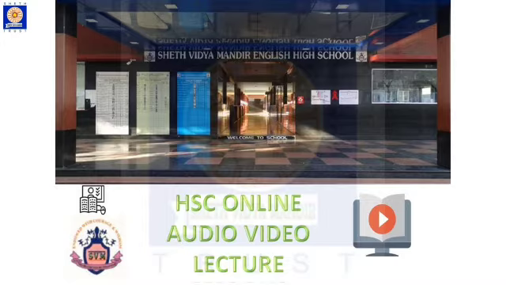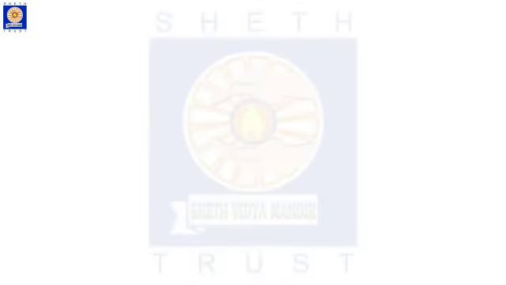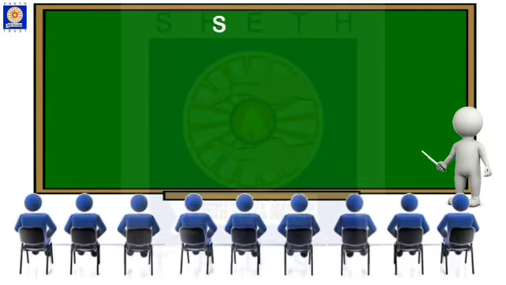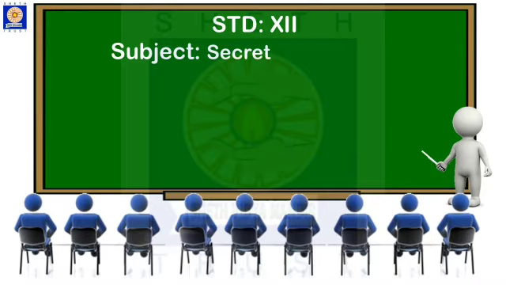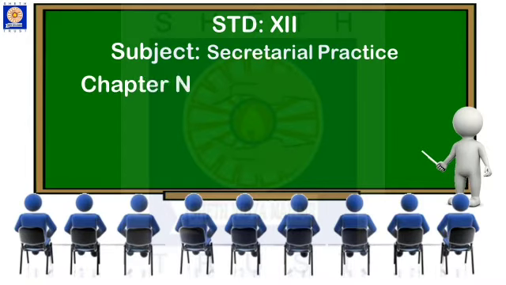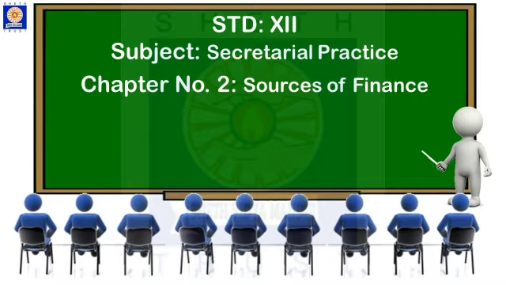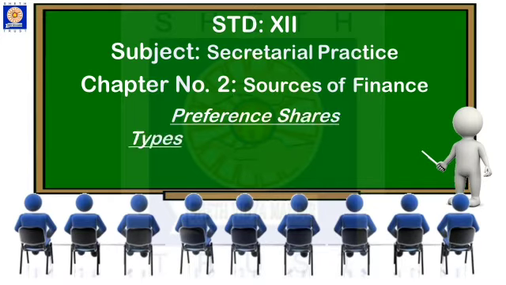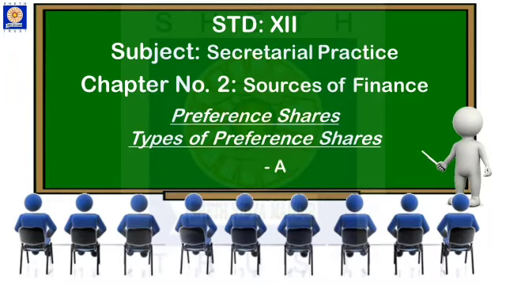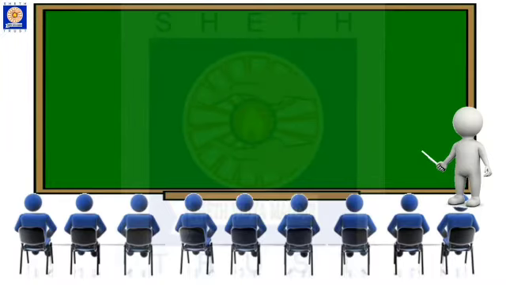This video lecture is for 12th standard commerce students and our today's topic is Types of preference shares. Types of preference shares are categorized in four parts. Each of the four parts has two types. These four categories are based on such titles.